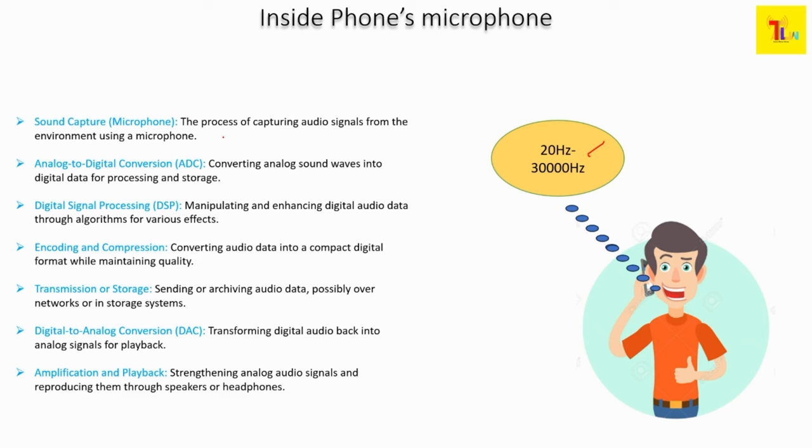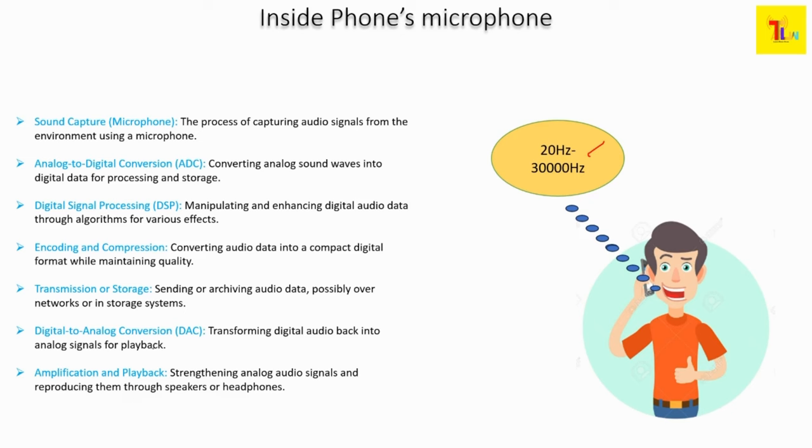The next unit is digital signal processing, which will manipulate and enhance the digital audio data through algorithms for various effects. After digital signal processing, the next procedure is encoding and compression. Here we are converting the audio data into a compact digital format, meaning 1 and 0 format. Next is transmission or storage. We store the data, and as per the electromagnetic resources available, we can send it.